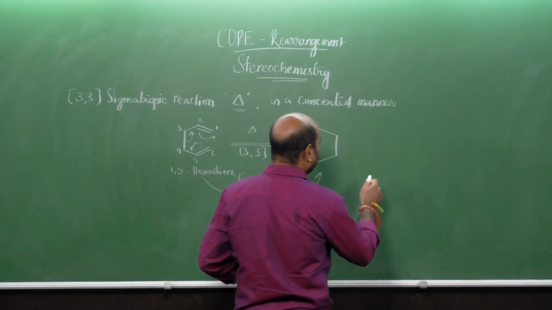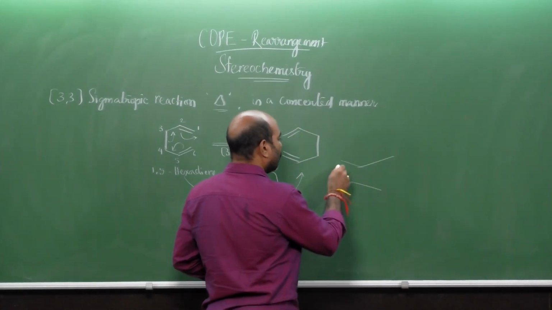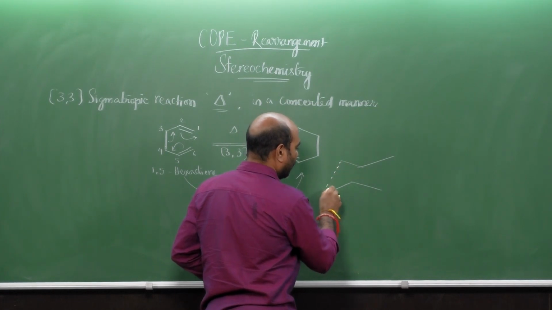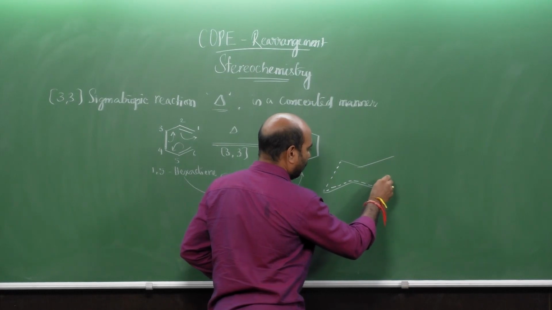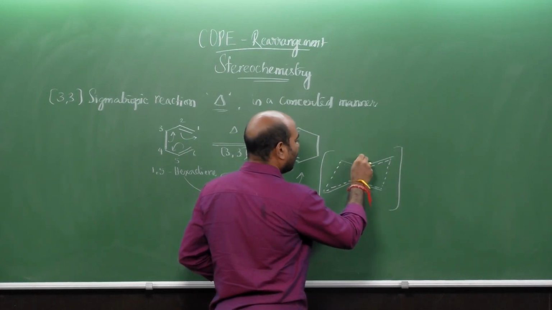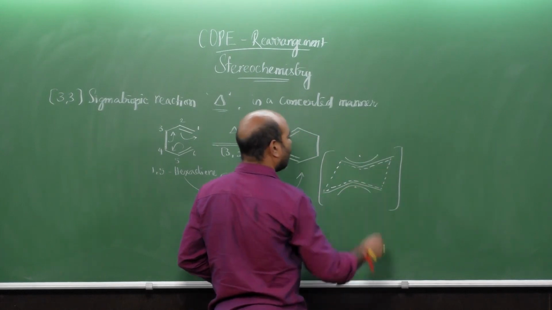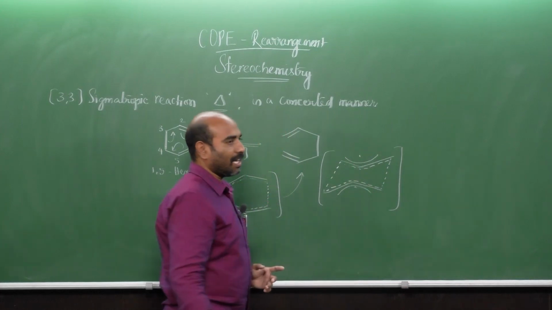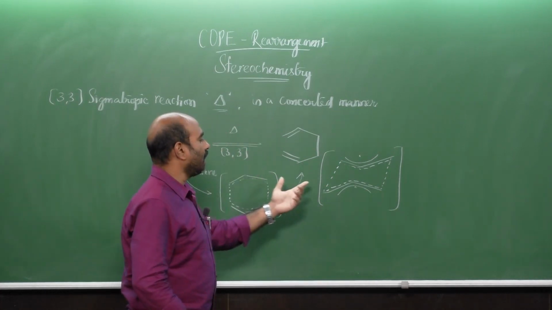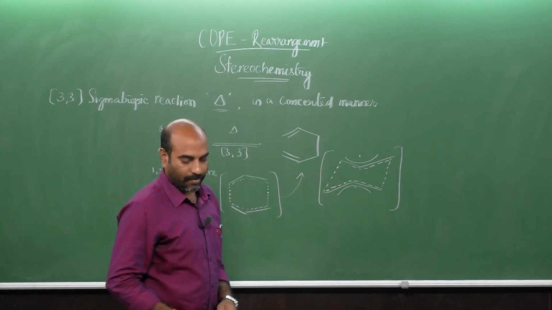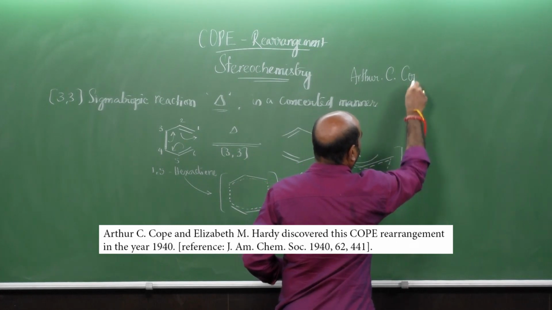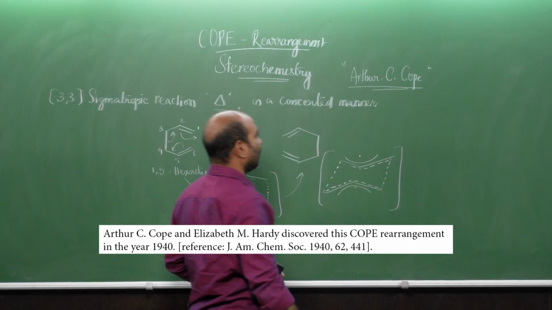So how it will look like means, the sigma bond which was existing here previously will slowly be moving from here and forming here. So this is a cyclic transition state where this acts as one radical system and this acts as another radical system. So it is energetically and symmetrically equivalent to a diradical system. So that is why all the Cope rearrangements will be happening through a chair-like transition state. And this Cope rearrangement was developed by Arthur C. Cope, the scientist who developed this Cope rearrangement reaction.